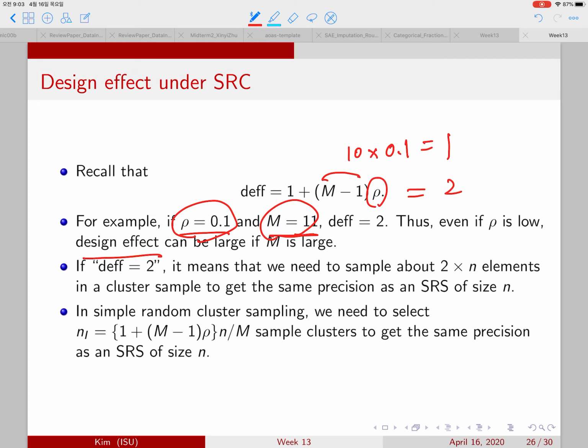Okay, so a design effect of 2 means that we need to sample about 2 times n elements in a cluster sample to get the same precision as simple random sampling of size n. So if your current cluster sampling has a sample size of 100, then it will be the same as simple random sampling of 50. That is the meaning of the design effect. Okay.